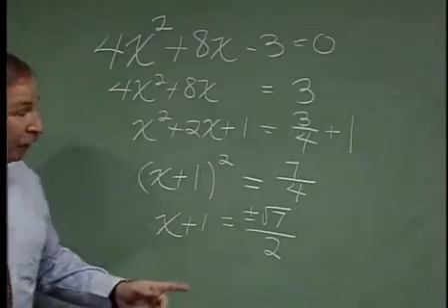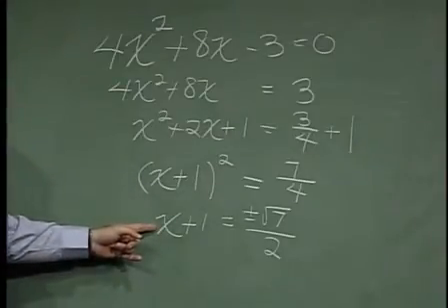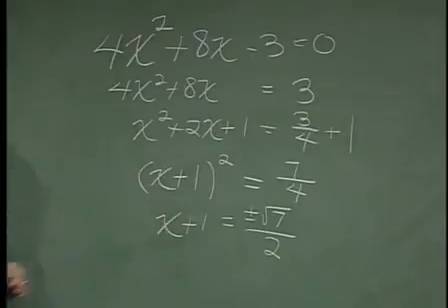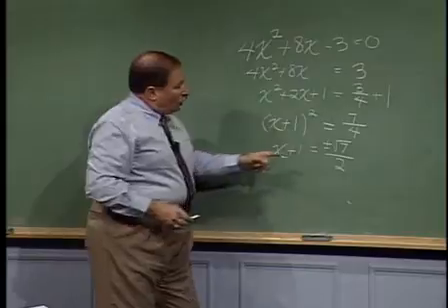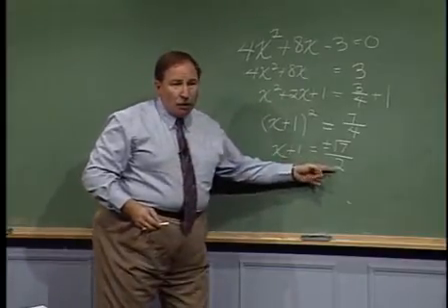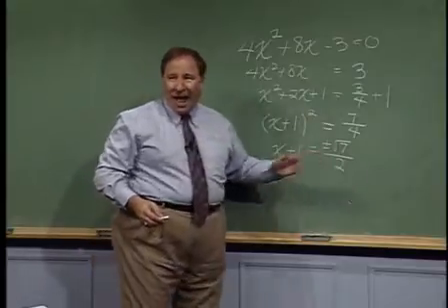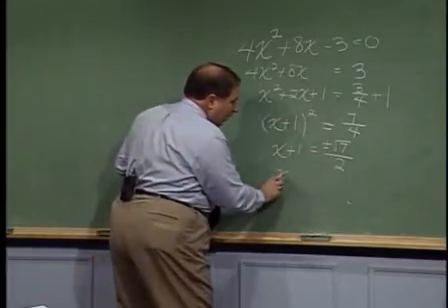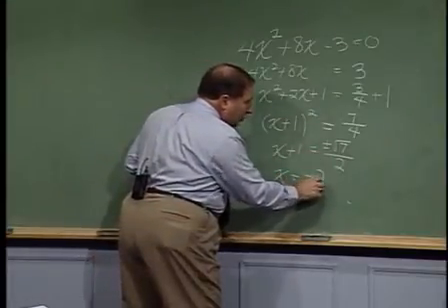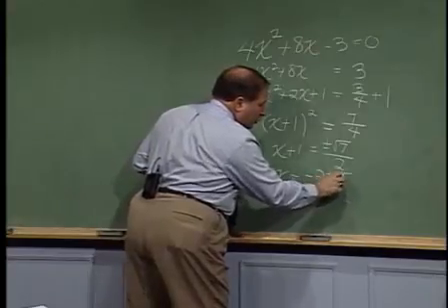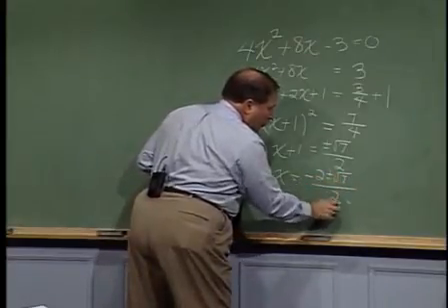I'm not done yet because I want my answer in terms of x equals. I need to get rid of the positive 1. I subtract 1 from both sides, noticing that I have a denominator of 2. 1 is equal to 2 halves, so I, in effect, subtract 2 halves from both sides. And I get x equals negative 2 plus or minus the square root of 7 over 2.